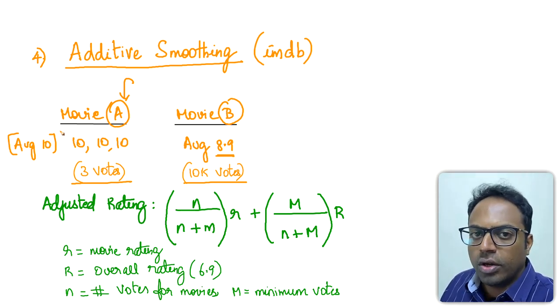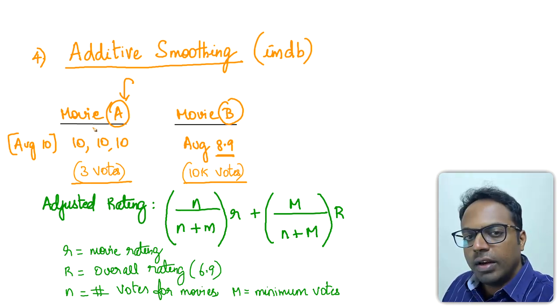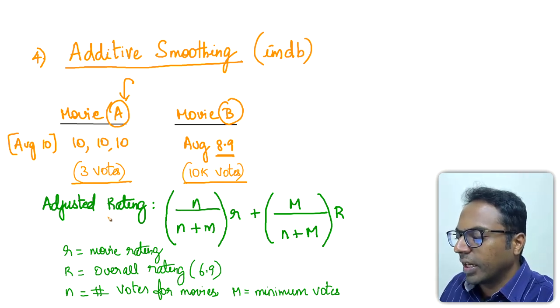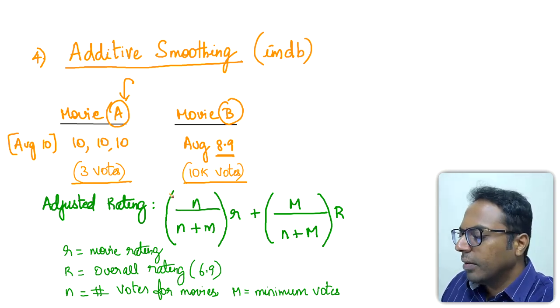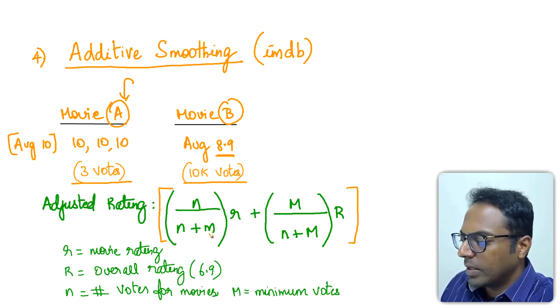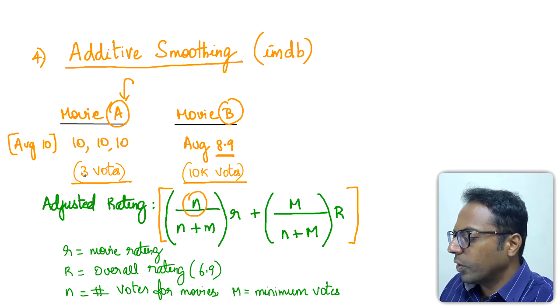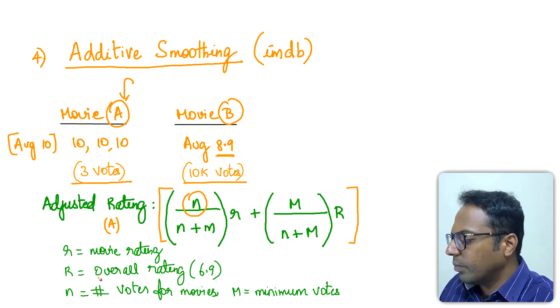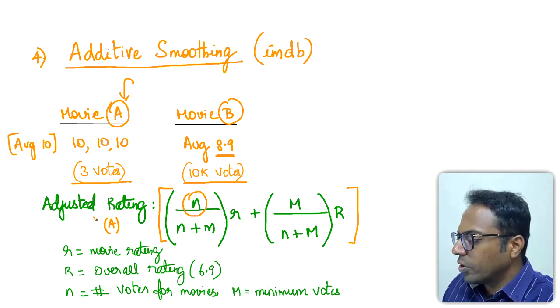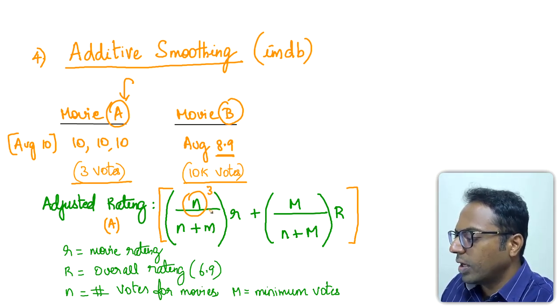So instead of showing the raw average of movie A, just 10, it computes an adjusted rating based on this particular formula. You have n divided by n plus M, multiplied by r, plus capital M divided by n plus M, multiplied by capital R. So what are these terms? Small n is the number of ratings that this movie got. So adjusted rating for movie A would be, in this case, small n is the number of votes this movie got, which is 3.